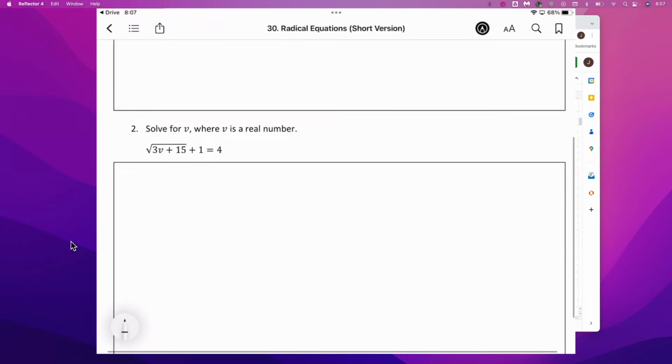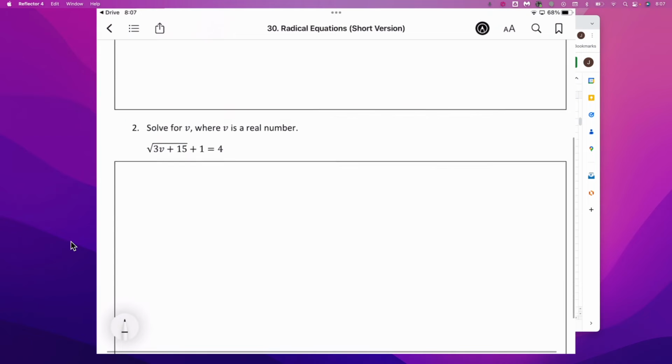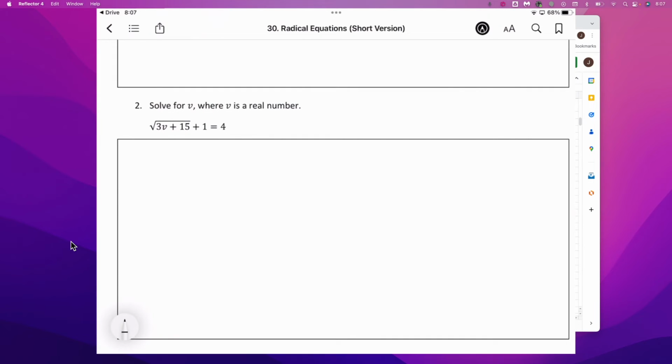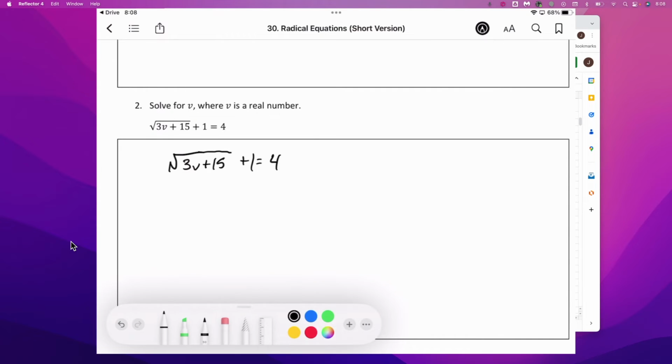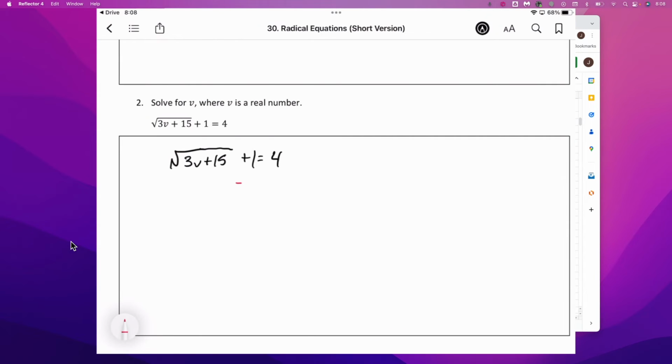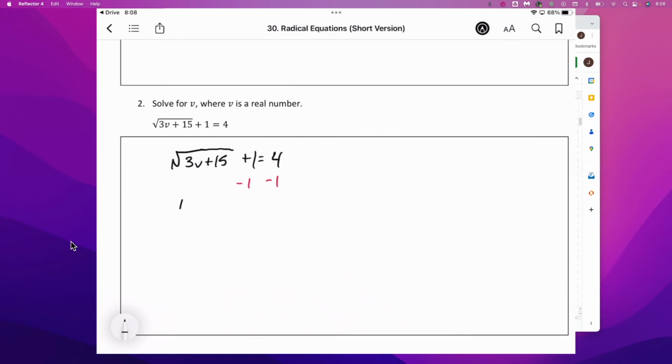Okay. So number 2, what we always want to do before we square both sides is to go through the process of doing as much as we can prior to that. And so in the case of this one, we kind of want squaring to be the thing that we do last in terms of just cleaning up both sides and that kind of stuff. So what I'm going to do first, and you could square both sides first, but to me it's easier to subtract the 1 from both sides. We get square root of 3v plus 15 is equal to 3.